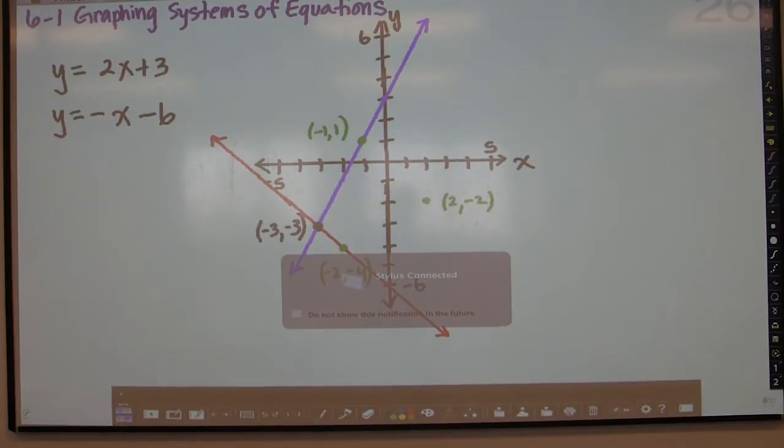Hello there, this is an Algebra 1 video, and we are getting started with Chapter 6. This is Section 1, Graphing Systems of Equations.